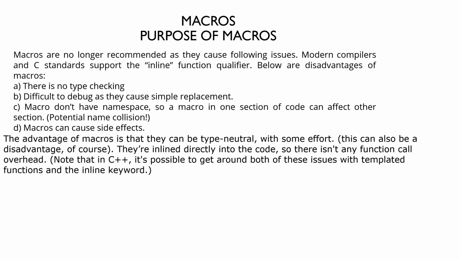That said, the advantage of macros is that they can be type neutral with a little bit of effort. They're set directly into the code, so any function call overhead just goes away, as does any memory allocation besides things that are declared in that macro. So they can be faster, they just need to be used very carefully and very judiciously. In C++, it's possible to get around the type neutrality with templates, and in modern C and in all C++, I think. No, it wouldn't have been in C++98 because the inline thing was C99. So in recent versions of C and C++, the inline keyword helps get around the inlining and the function overhead.